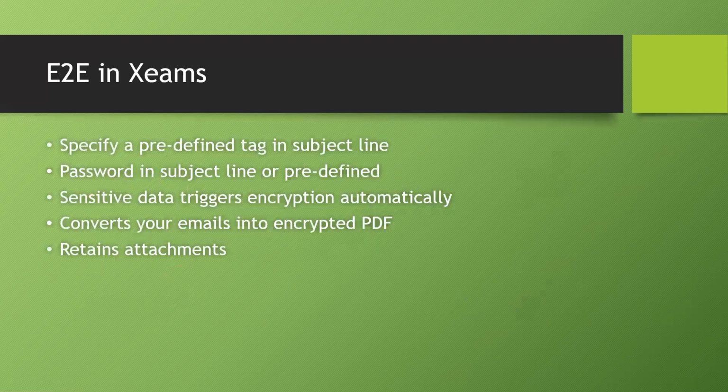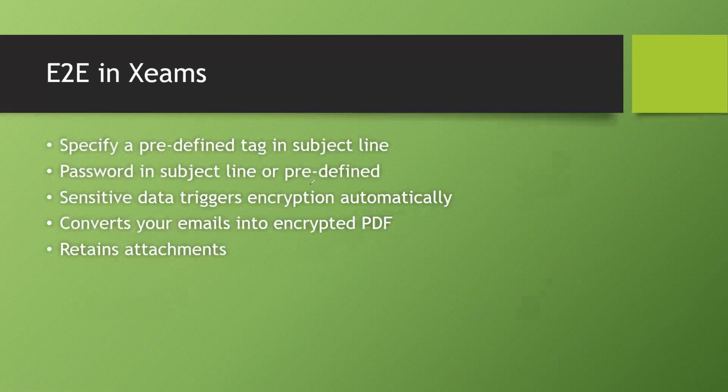If I type a subject line with the word EncPass followed by an arbitrary password in brackets, that's going to be my password. And the minute Zeams gets the message, it's going to get encrypted. The password could be in the subject line, or it can be predefined. When I say predefined, that means users can create predefined passwords for certain recipients.